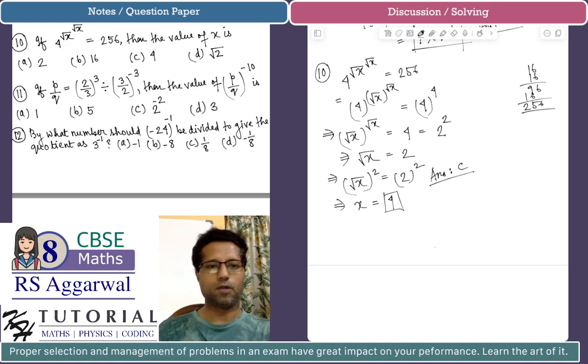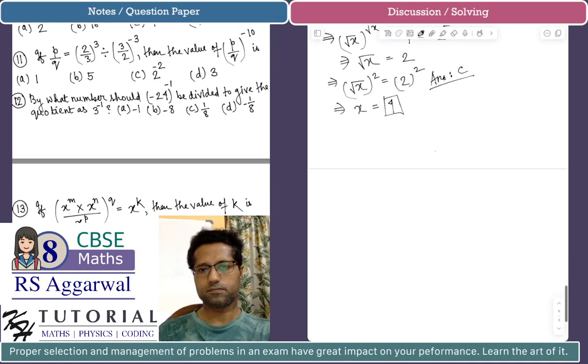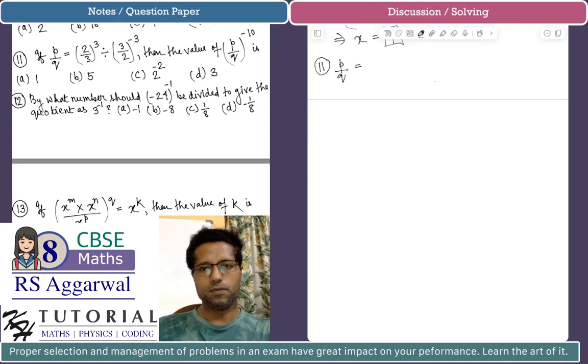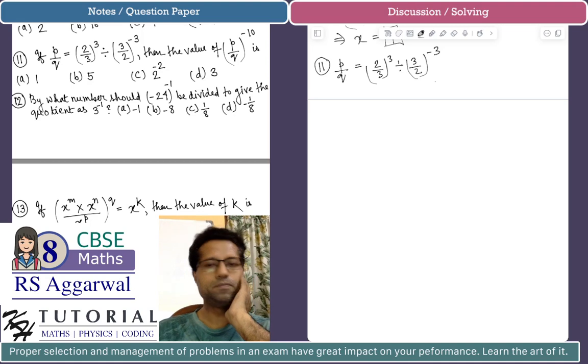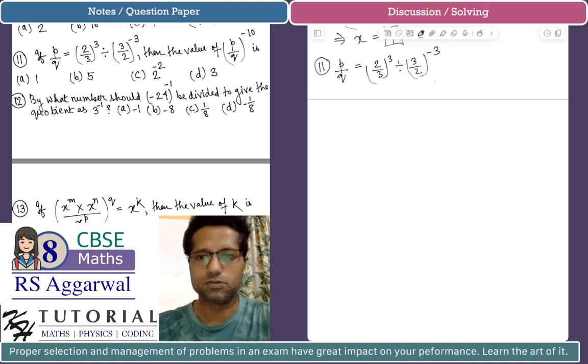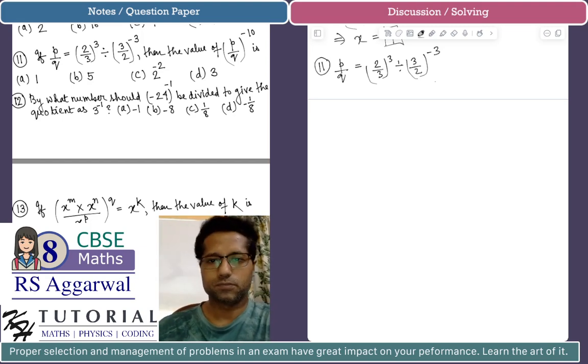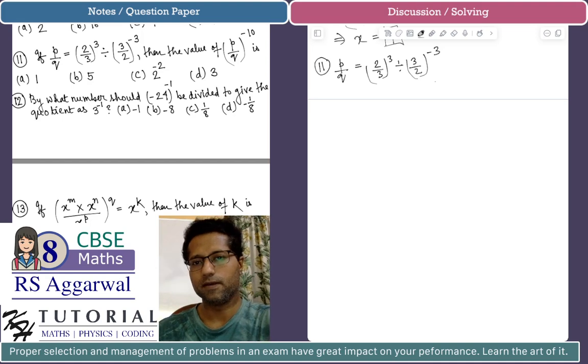Okay, let's do problem number 11. It is given P by Q is equal to 2 by 3 raised to the power 3, that is cube, divided by 3 by 2 raised to the power minus 3. Then find the value of P by Q raised to the power minus 10. So for that we have to find what is P by Q. First let's simplify what is P by Q.